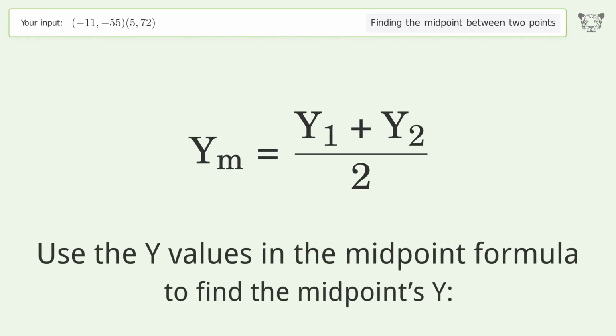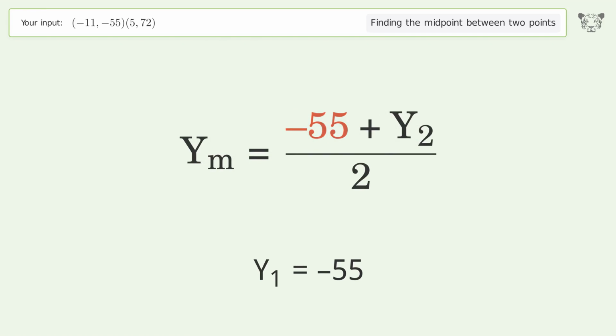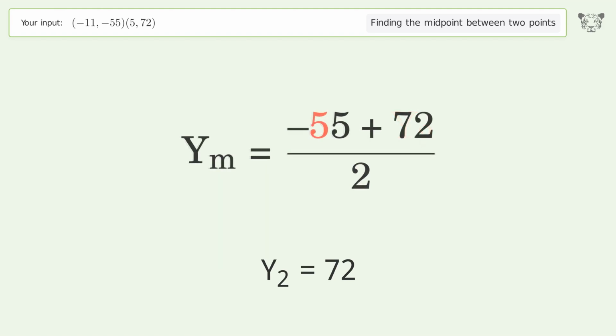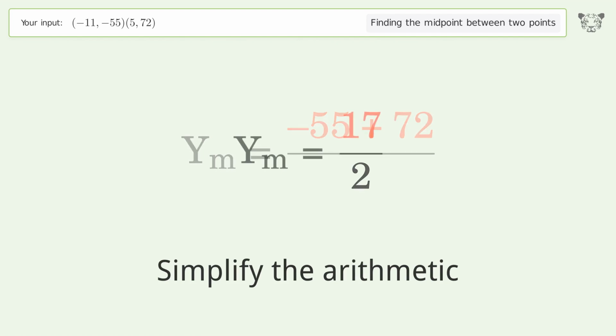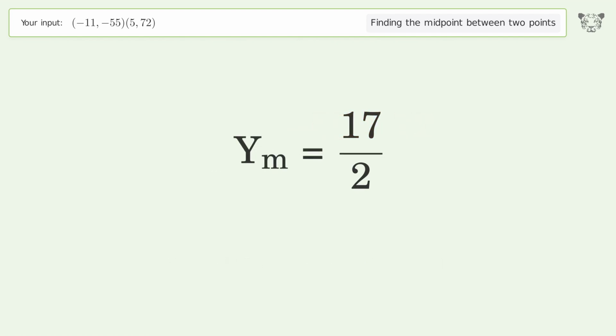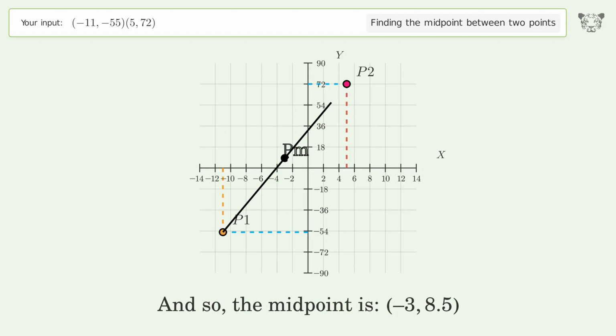Use the y values in the midpoint formula to find the midpoint's y. y1 equals -55. y2 equals 72. Simplify the arithmetic. And so, the midpoint is -3, 8.5.